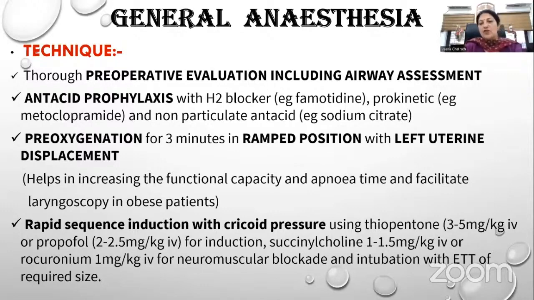Followed by succinylcholine 1 to 1.5 mg per kilogram IV or rocuronium 1 mg per kilogram IV for neuromuscular blockade, and intubation with an endotracheal tube of required size.